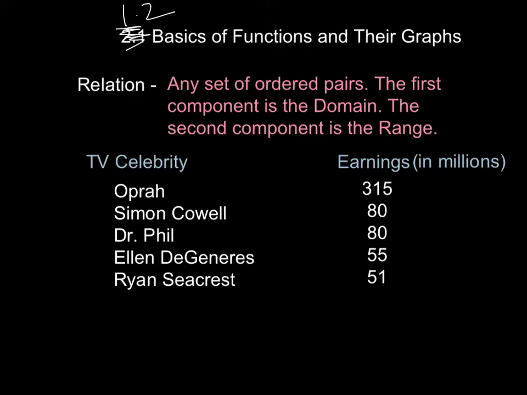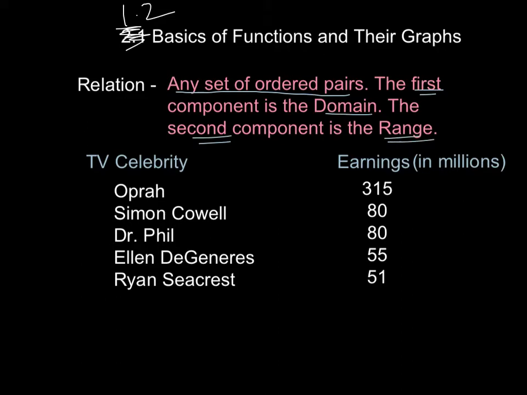Okay, a relation is any set of ordered pairs. So as long as it's an ordered pair, as long as I have a pairing of values, we consider that to be a relation. The first component in a relation is called the domain. And the second component is what we refer to as the values of the range.